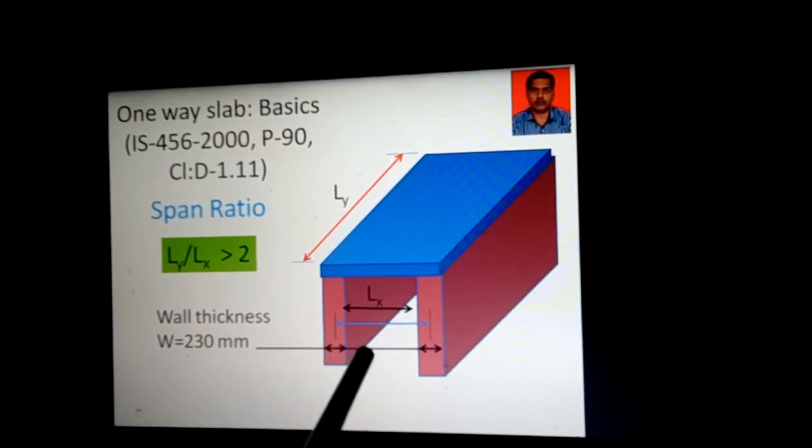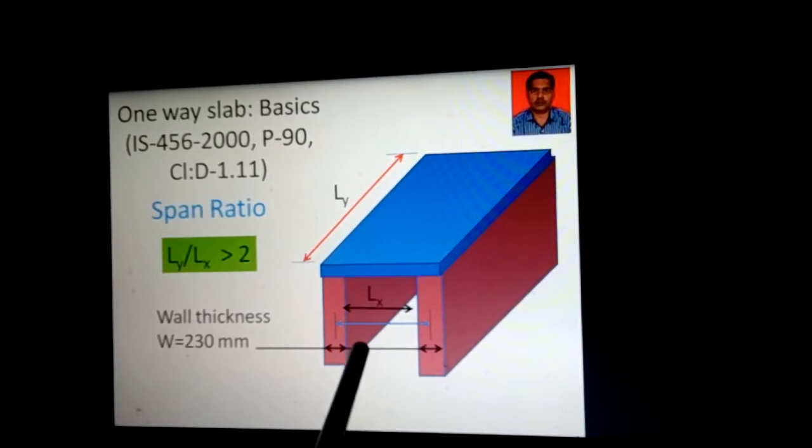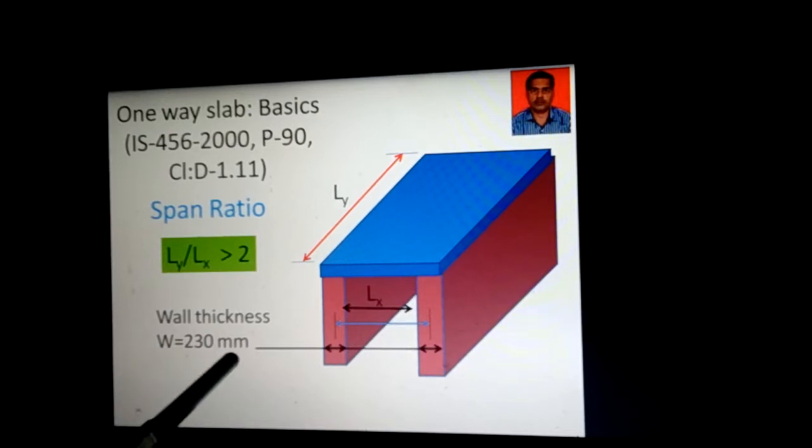But if you see this sketch, there are only two wall supports shown here, that is on the left side of the Lx shorter span and the right side of the shorter span. So in a one-way slab only two supports are required along the longer span. The thickness of the wall generally is one brick thick wall, which is taken as around 230 millimeter. That is actually the 9-inch thick brick wall size.